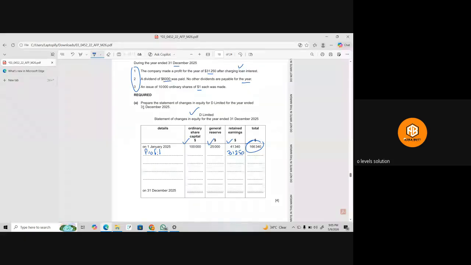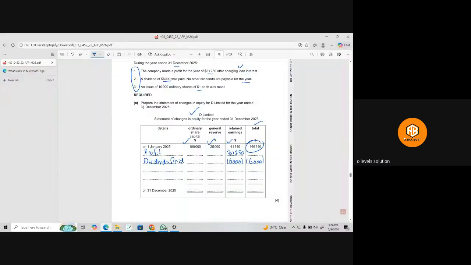Then we have paid dividend, which is 6,000. Whenever the dividend is paid, we pay it from the retained earnings. So the retained earnings will decrease, and it will also reduce your total equity because the money is going out from the business. So the dividends paid, that is 6,000.